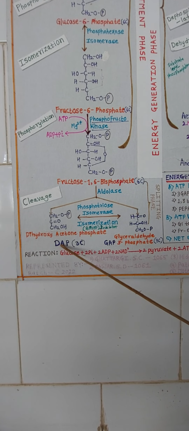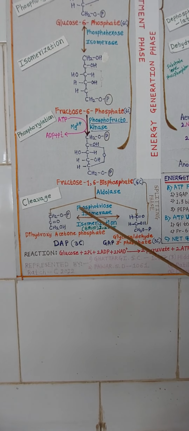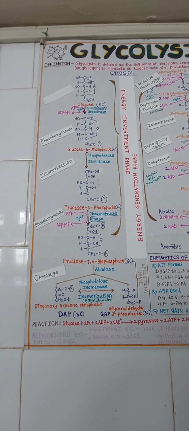GAP can be converted into DAP or vice versa, and the name of the enzyme is phospho because a phosphate group is there, triose because both are 3 carbon containing compounds, isomerase because both can be interconverted, isomerization can take place. And here BAHP is the inhibitor, which is a competitive inhibitor for this phosphotriose isomerase. So this is about the splitting phase: energy investment, splitting, and now energy gets generated via glycolysis.